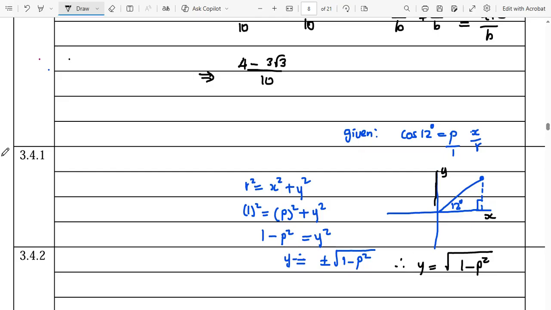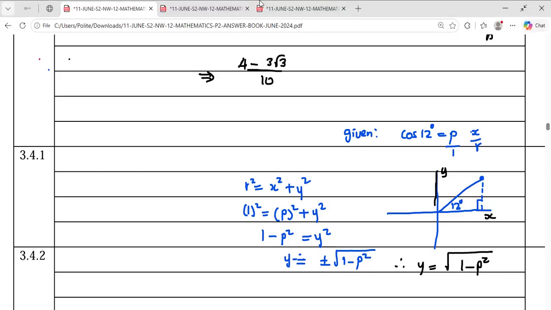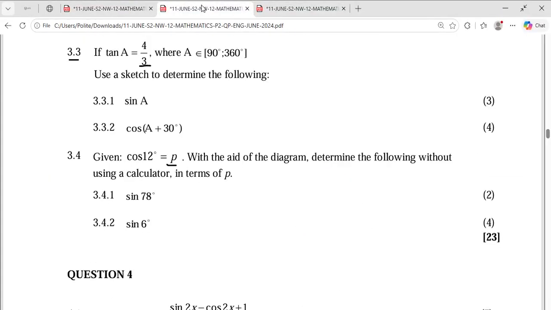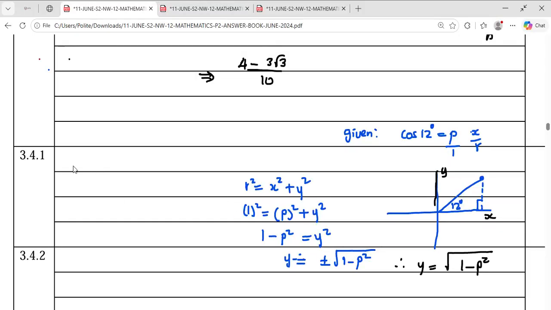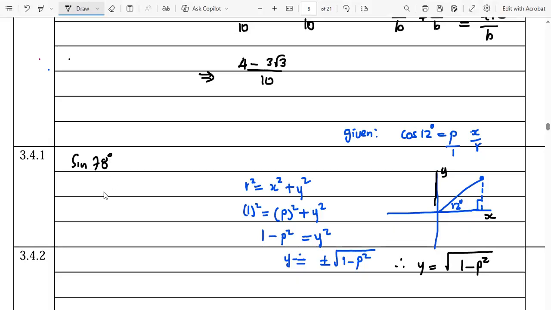And that's it for that one. So now you can start answering the questions, because once you have all the values x, y and r, that's when you can start answering. They wanted the sine of 78 degrees. So let me write this down: sine 78 degrees, okay? And we need to use this diagram.